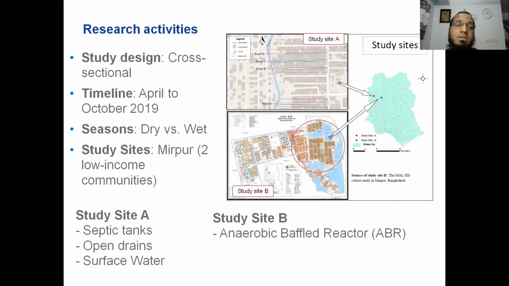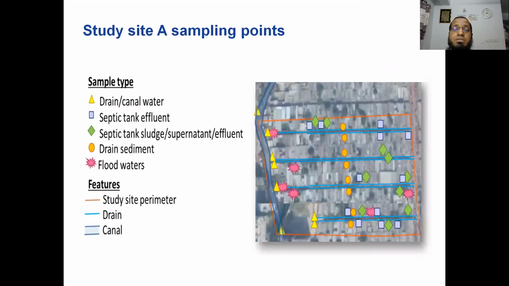We conducted a cross-sectional study from April to October 2009 in 2 seasons. We conducted the study in 2 low-income communities from Mirpur. From study site A, we collected samples from septic tanks, different layers of septic tanks, different points of open drain, and also the surface water. From study site B, we collected samples from an anaerobic baffled reactor. This is how study site A looks.